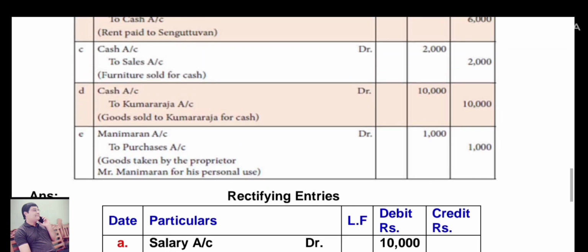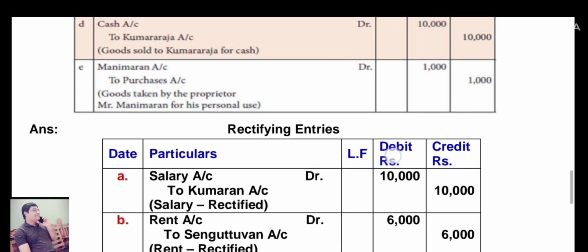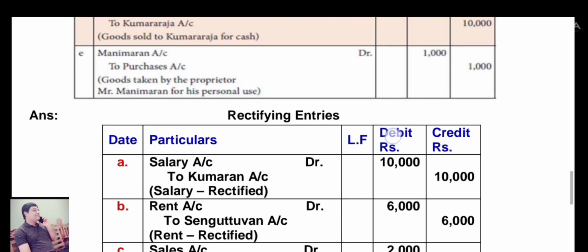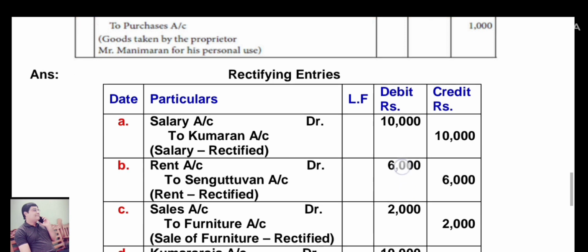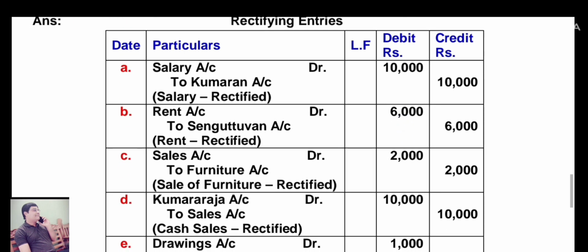Next one, cash account debit to Kumar Raja account, goods sold to Kumar Raja for cash. Means when we sell goods for cash, it is a cash sale. So cash account debit to sales account. But instead of sales, we wrote Kumar Raja on the credit side. So we have to rectify it. "To sales" we have to write on the correct side, and Kumar Raja, which is wrongly given on the credit side, we have to write on the debit side to rectify it.